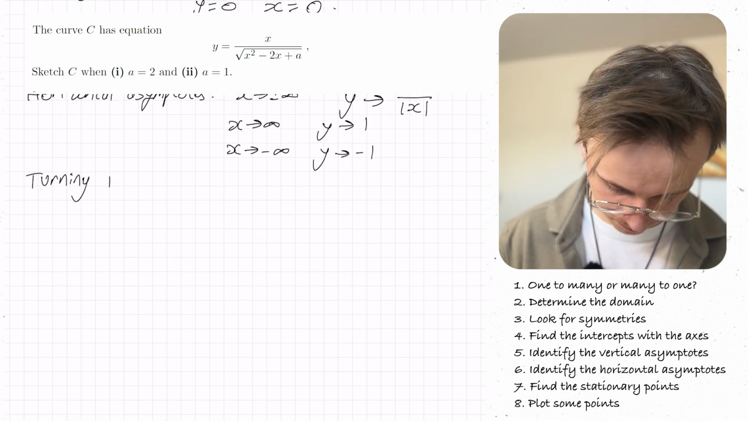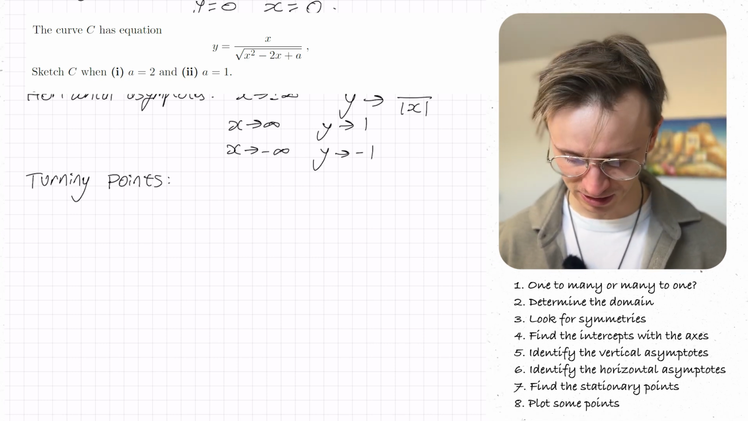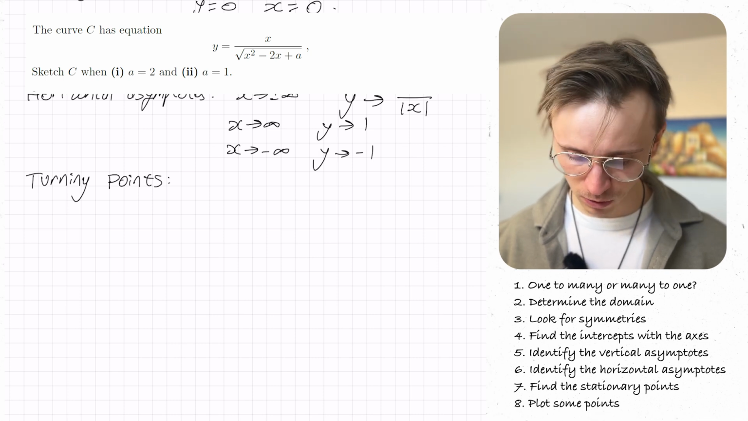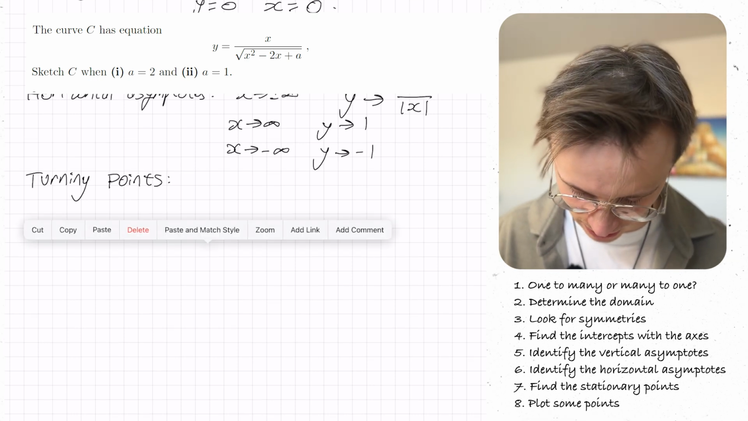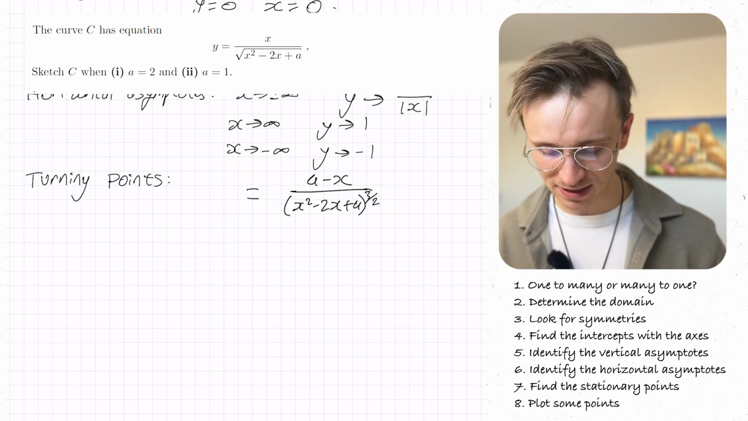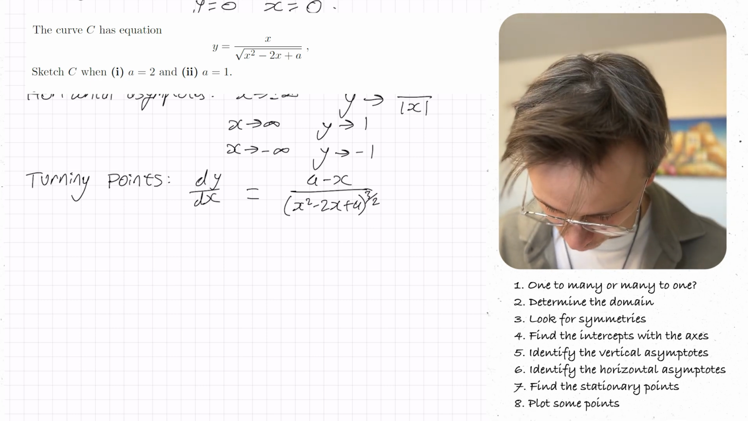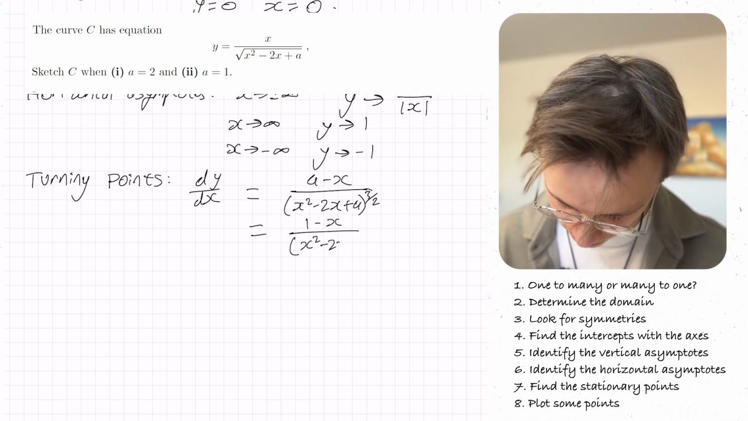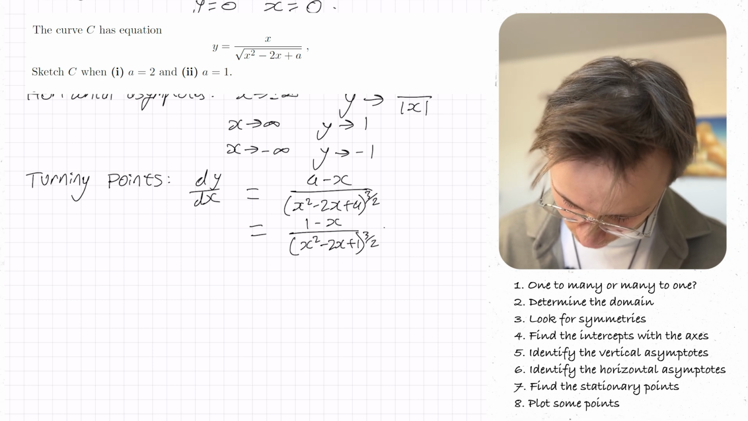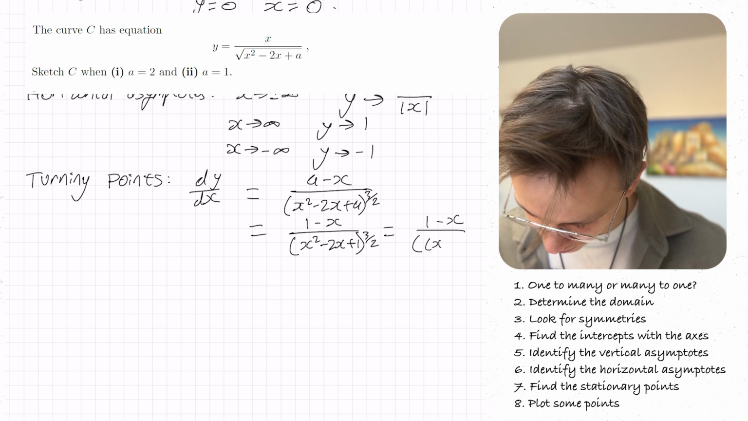Turning points. Okay, so a little bit more tricky, I can't use the analysis I did before. However, I only required a to be greater than 1 partway through. I can still use the fact that dy by dx is equal to (a minus x) over (x squared minus 2x plus a) all to the 3 over 2. And then I can just plug in what a is. So it's (1 minus x) all over (x squared minus 2x plus 1) to the 3 over 2, which, as I did before, is (1 minus x) all over ((x minus 1) all squared) to the power 3 over 2.